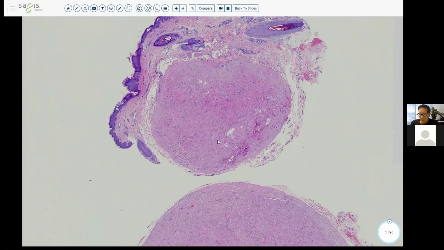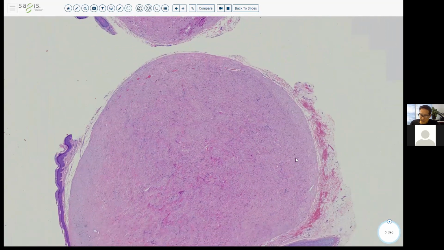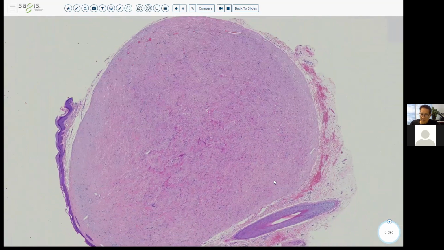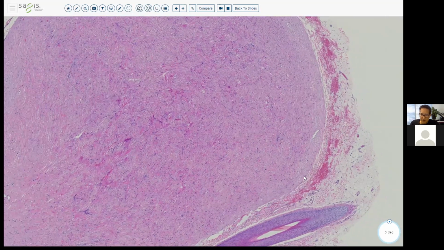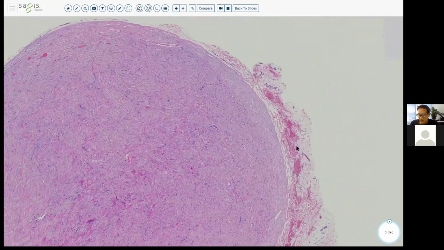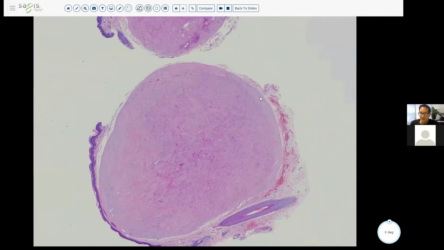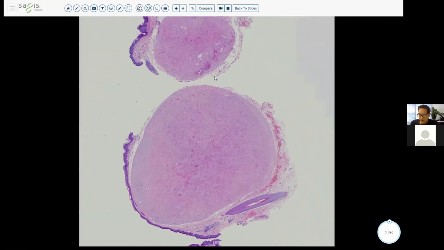What's interesting, since you're bringing up the DFSP, is that these are CD34 positive. So that does not mean it's a DFSP. You just have to be careful. You're really going on the histology here of these slit-like spaces and the well circumscribed nature of this lesion. This is going kind of deep and probably pushing into the subcutaneous fat, but it's not invading. It's not invading in what I call tongues of invasion or individual cells. It's really well circumscribed.